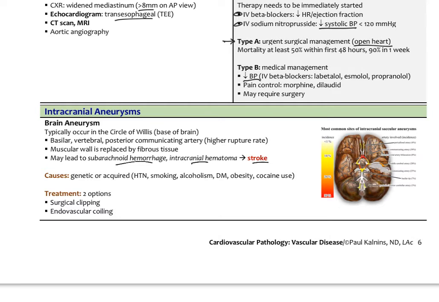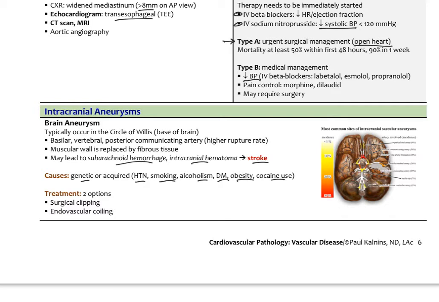So the causes would be either genetic, so a lot of people have these aneurysms, they're silent for all their lives, and it might not cause any problems. Others have the aneurysm and then unfortunately have maybe a minor auto accident at 45 or something, and it causes it to rupture. But we do know that risk factors like high blood pressure, smoking, alcoholism, type 2 diabetes, obesity, and cocaine use all dramatically increase the risk of any aneurysms that might be there to rupture.